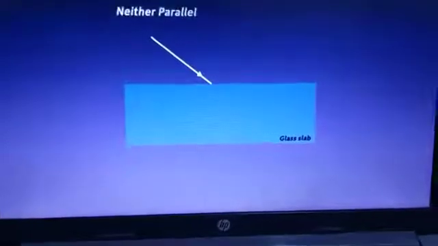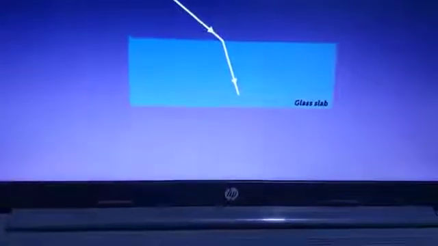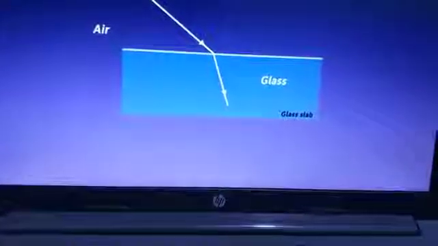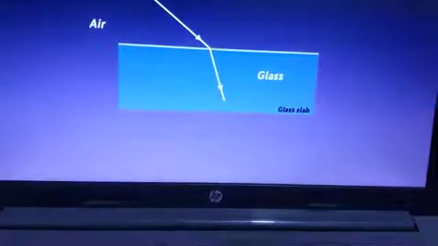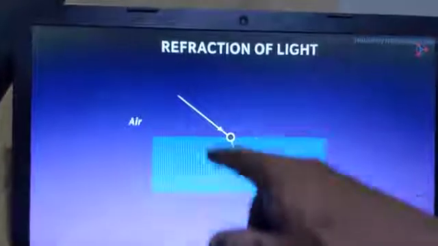This is a glass slab. The light ray is incident here obliquely, not perpendicularly. Oblique means slant, neither parallel nor perpendicular. If it is perpendicular, no refraction can be observed. Here you see, refraction takes place, air to glass. This is a separating surface. This is how refraction of light should be observed at this point.